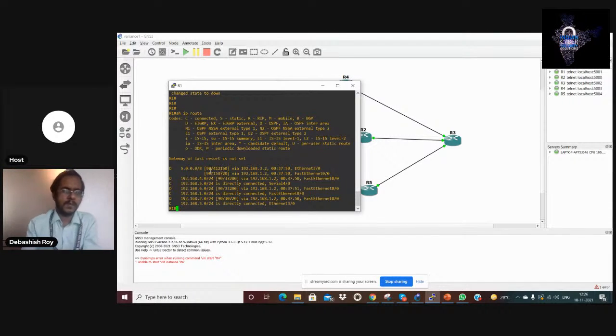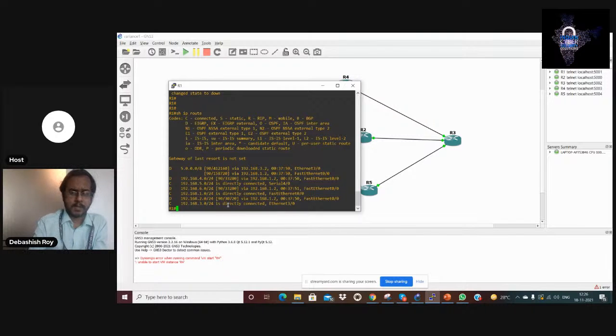Say one is having the metric of 158720 and one is having the metric of 412160. So definitely you can say that the lower metric cost is 158720.